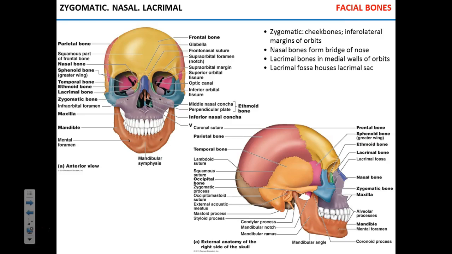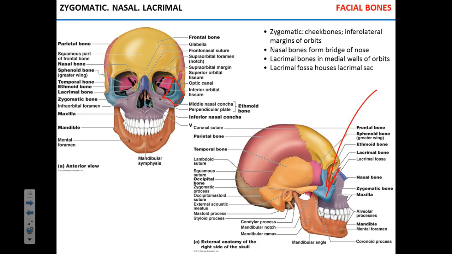Zygomatic bone, pretty complex shaped. Here on this image, it is shown in the blue color. You can see zygomatic bone right here. That's zygomatic. Okay, see that? These are your cheeks. That cheekbone. Okay, forms a large portion of your orbital margins. You can see right here. Okay.